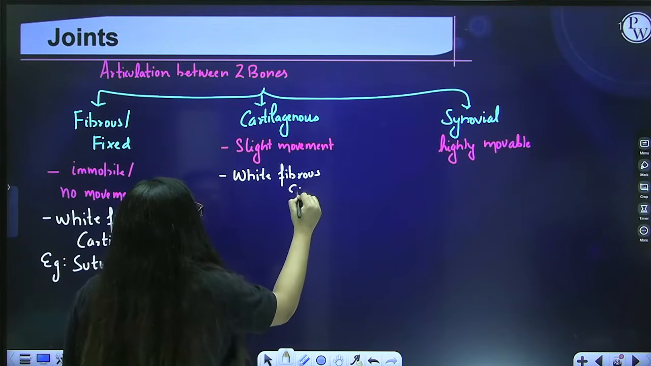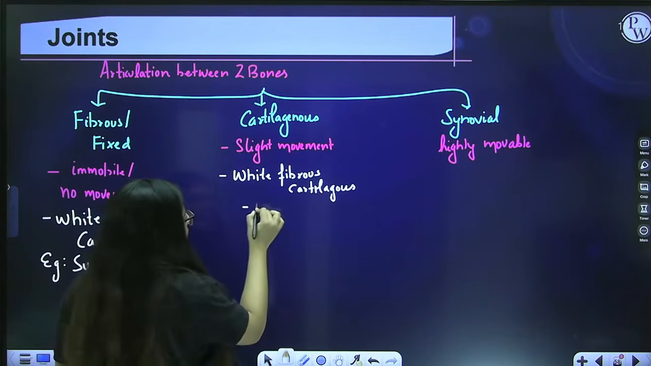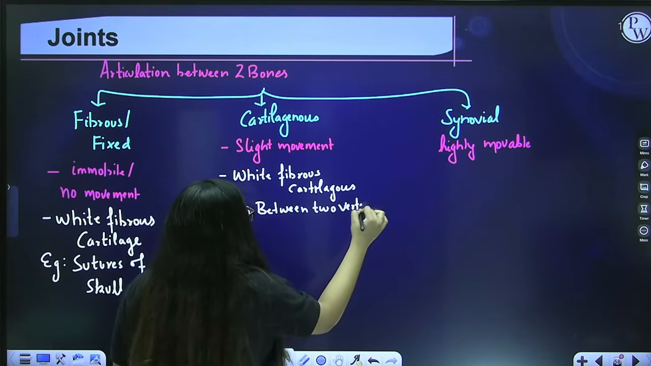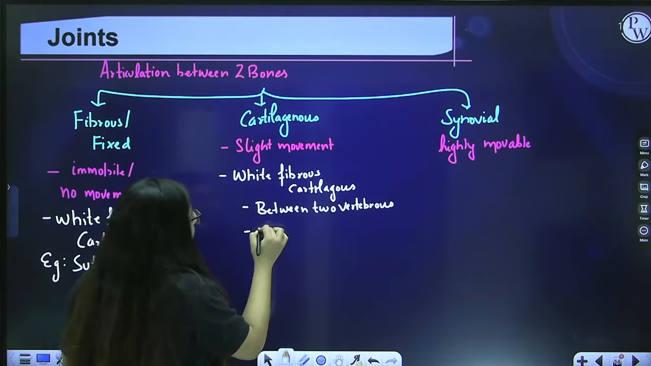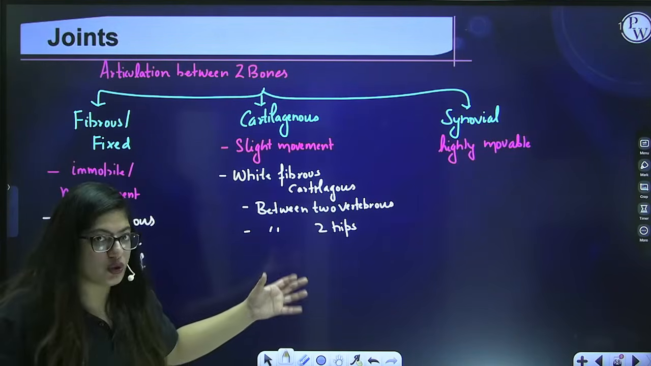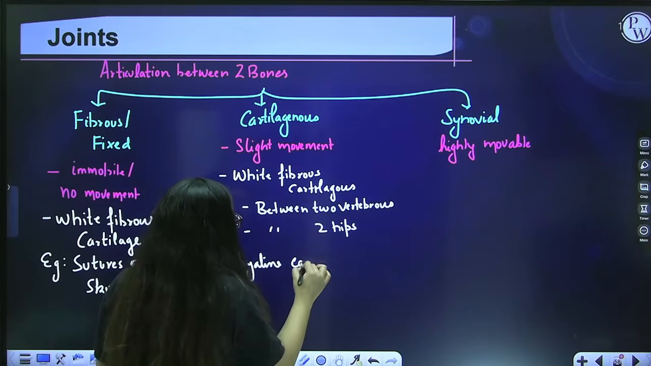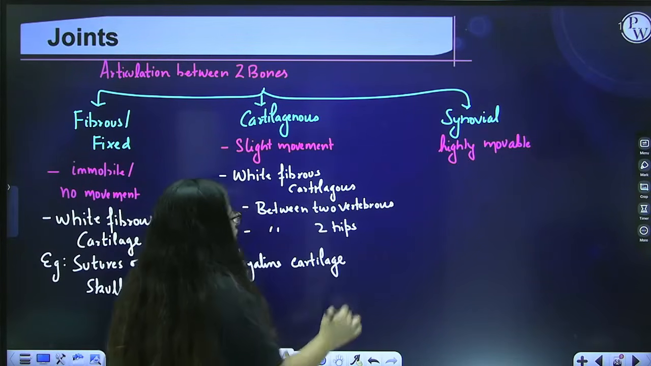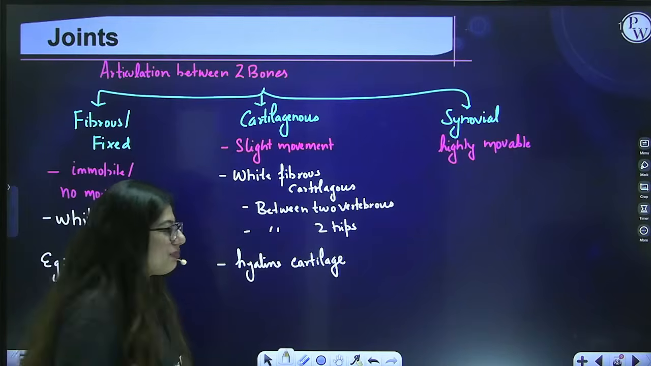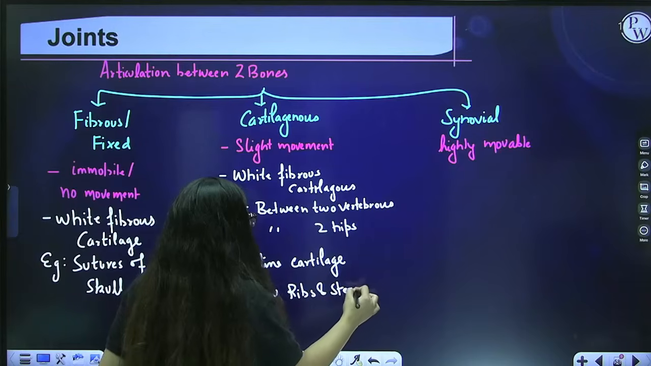Next, cartilaginous can have white fibrous cartilage. And right now we have done two examples. One is intervertebral disc, that means between two vertebrae. We have a cartilaginous joint with white fibrous cartilage, and between two hips, that is pubic symphysis. So that's a cartilaginous joint with white fibrous cartilage. Also, it might have hyaline cartilage, and that we have done right now. Tell me the example if you can. Where have we done hyaline cartilage till now in this chapter? Between ribs and sternum, yes, costal cartilage.